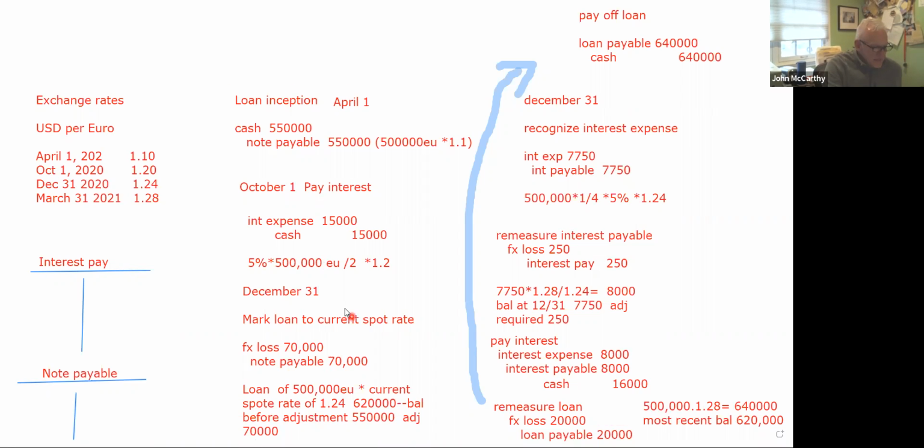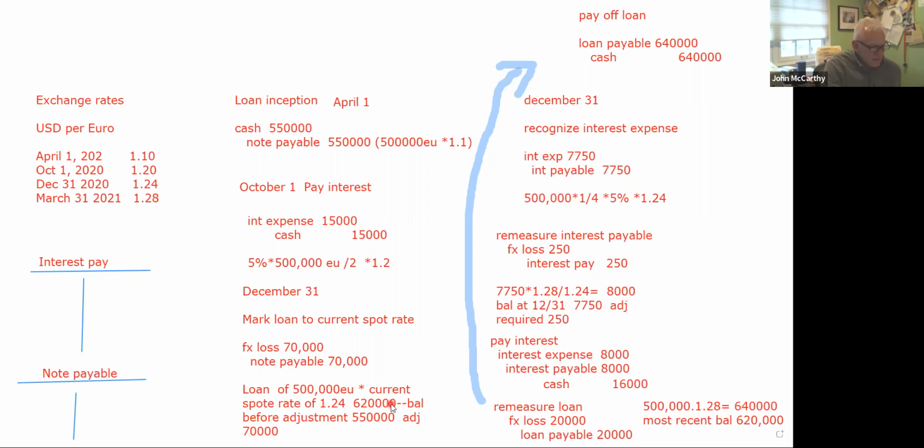But if you did it correctly, I wouldn't dock you for it. In the book, it says they prepare financial statements at December 31. It doesn't talk about quarters. So what we're going to do at December 31 is mark the loan to the current spot rate. We haven't paid any of the loan, so 500,000 euros is still outstanding. The current spot rate is 1.24. So 500,000 times 1.24 is 620,000.